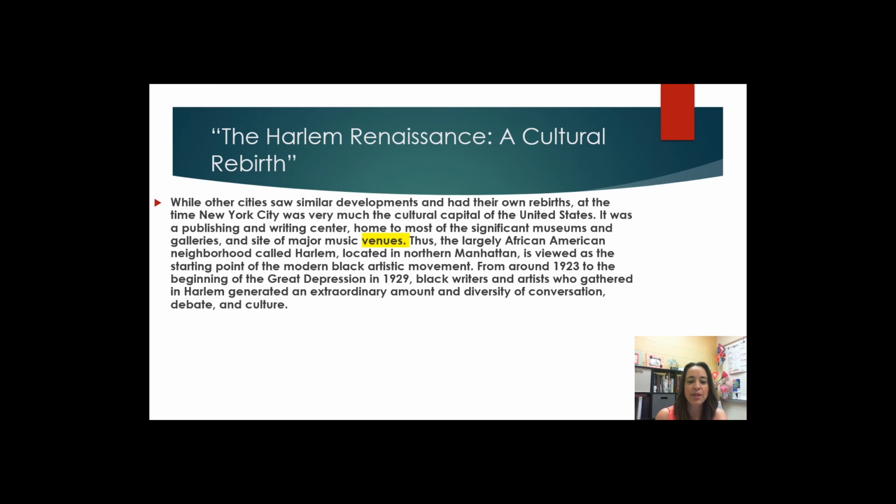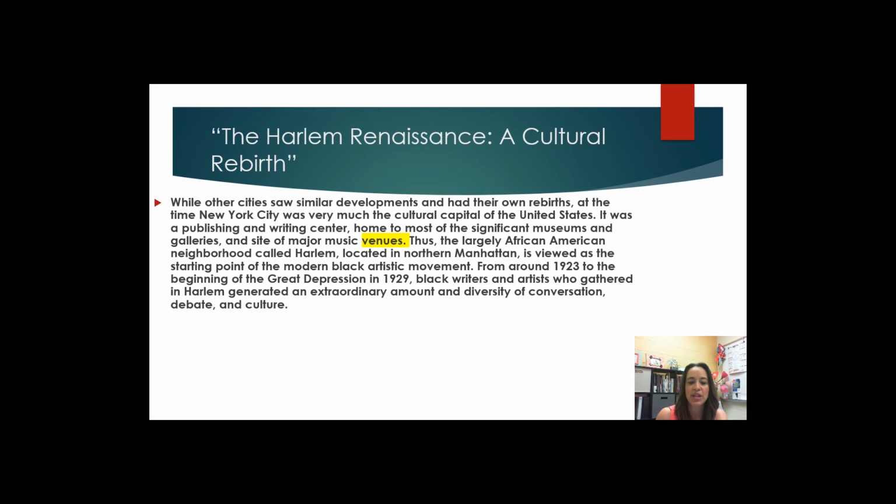While other cities saw similar developments and had their own rebirths, at the time, New York City was very much the cultural capital of the United States. It was a publishing and writing center, home to most of the significant museums and galleries, and site of major music venues. Thus, the largely African American neighborhood called Harlem, located in northern Manhattan, is viewed as the starting point of the modern Black artistic movement.